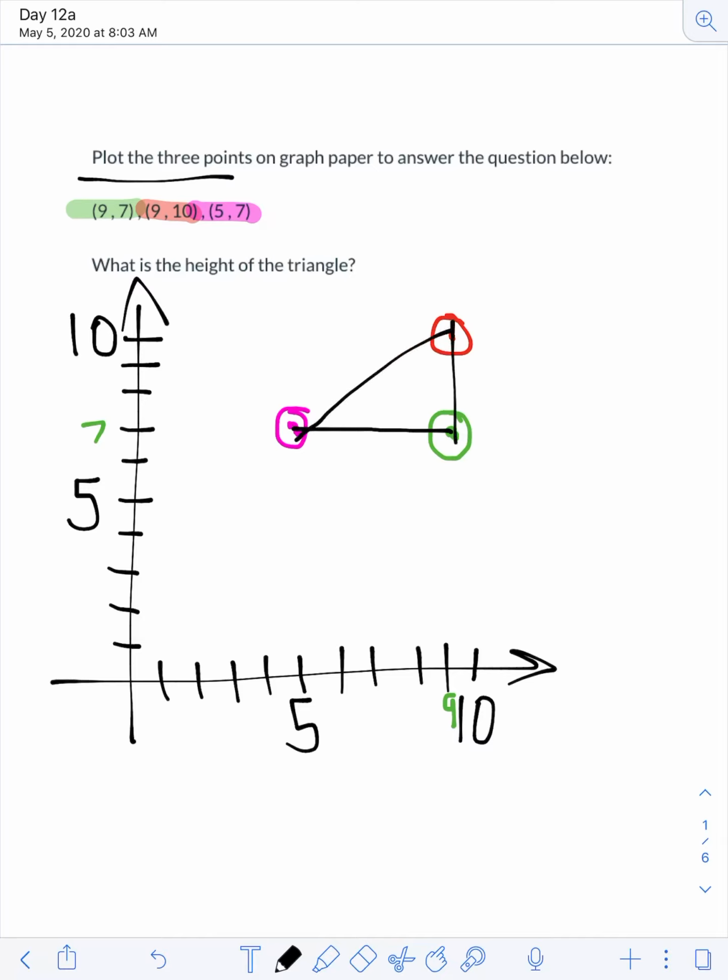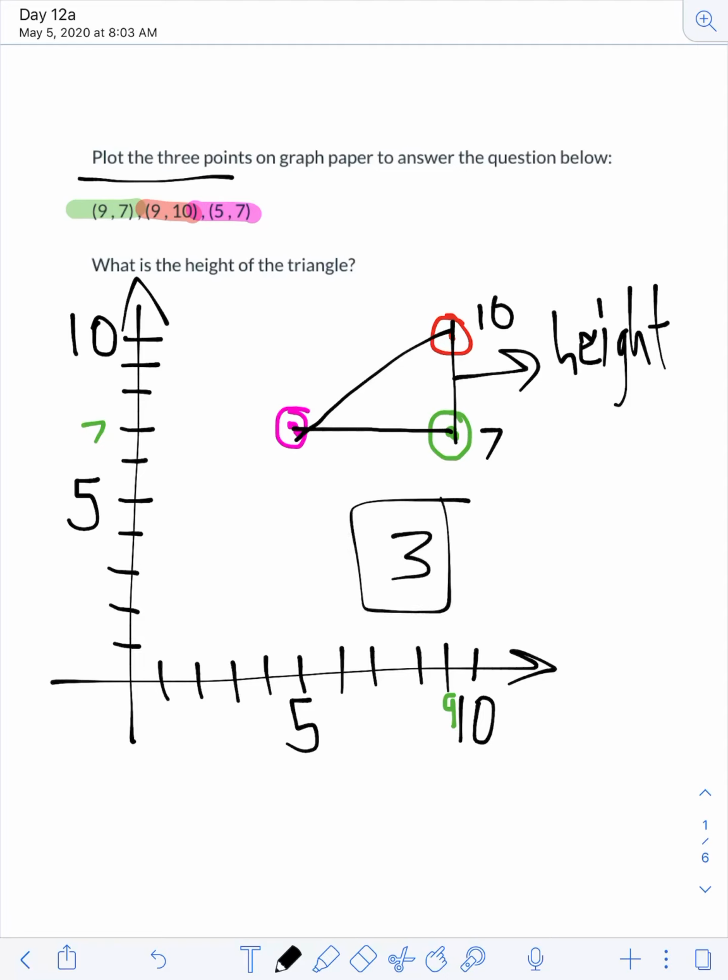There we go. So now what we want is we want the height. This is a 7, that's a 10. This is obviously the height of that triangle. So now that distance from 7 to 10 is 3. So that is your height. Okay? I'm going to do a couple more examples if it'll help you.